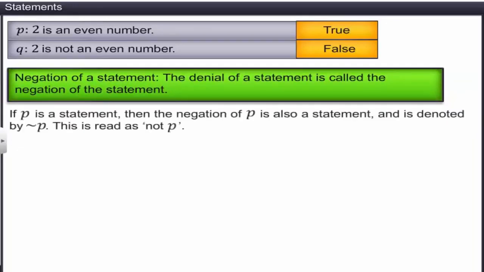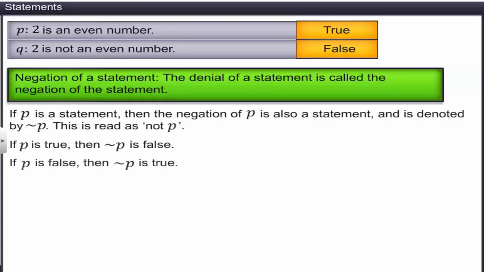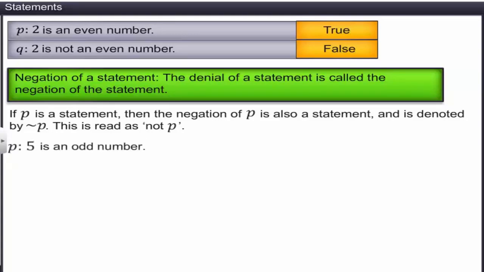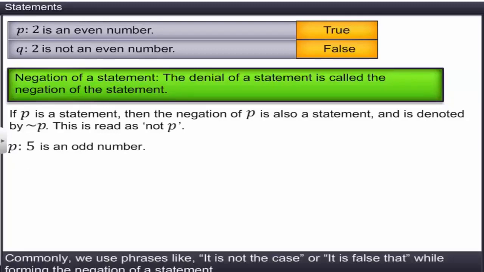If P is a statement, then the negation of P is also a statement, and is denoted by a tilde symbol followed by the statement name. This is read as not P. If the truth value of P is true, then the truth value of not P is false, and vice versa. Next, we'll frame some negations of given statements. Remember, we commonly use phrases like, "It is not the case," or "It is false that," while forming the negation of a statement.